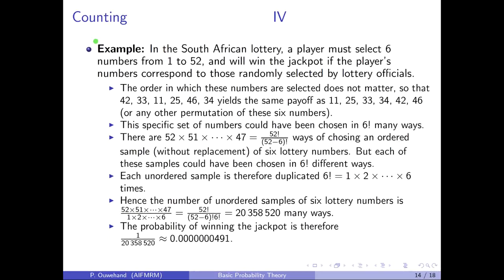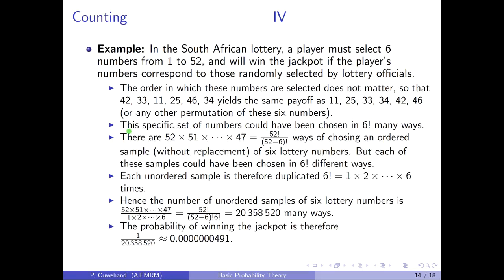An example will serve to make the above argument clear. In the South African lottery, a player must select 6 numbers from 1 up to 52, and will win the jackpot if the player's numbers correspond to those randomly selected by lottery officials. The order in which these numbers are selected does not matter. So, for example, 42, 33, 11, 25, 46 and 34 yields the same payoff as 11, 25, 33, 34, 42, 46, or any other permutations of these 6 numbers.